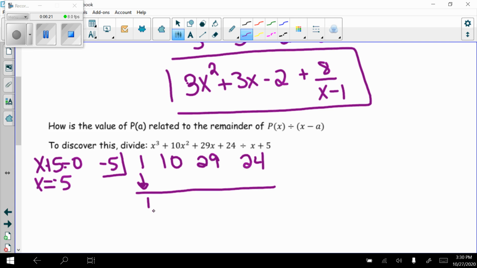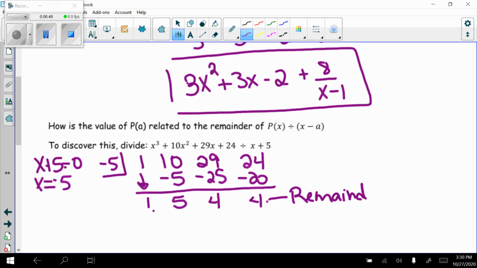Multiply, 1 times negative 5, negative 5. Add, 10 plus negative 5 is 5. Multiply, negative 5 times 5, negative 25. Add, 29 minus 25 gets me 4. Multiply, 4 times negative 5, negative 20, and add, and I get 4. Remember, here, this is my remainder. So my remainder is 4.